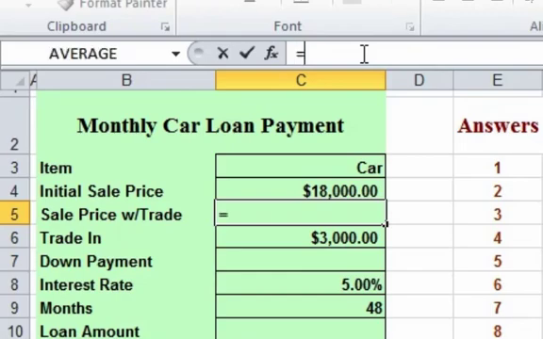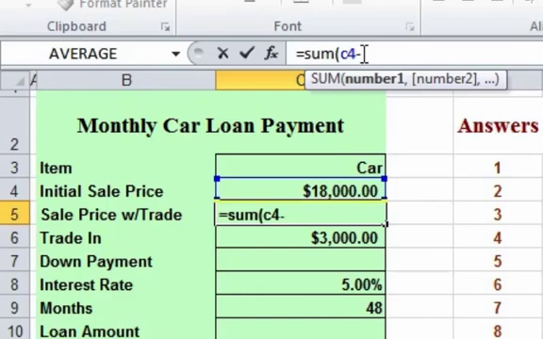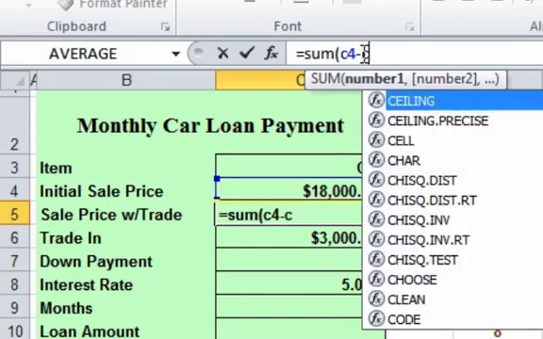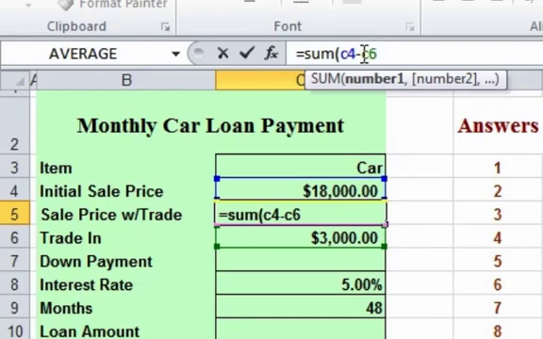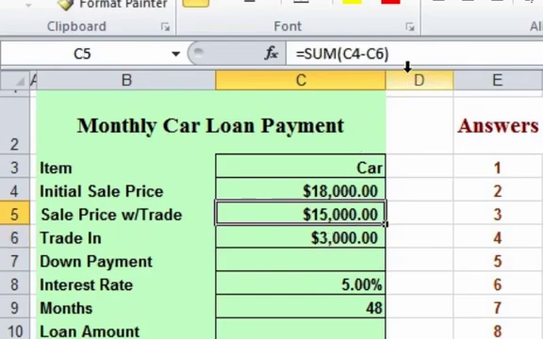So I'm going to type equals sum, and in parentheses I'm going to do cell C4 minus cell C6. So I'm going to subtract the trade-in cell, C6, from the initial sale price cell, which is C4. Finish off my parentheses, and I'll hit return, and there's my formula, and it came up to 15,000. The formula that's showing up here is C4 minus C6.